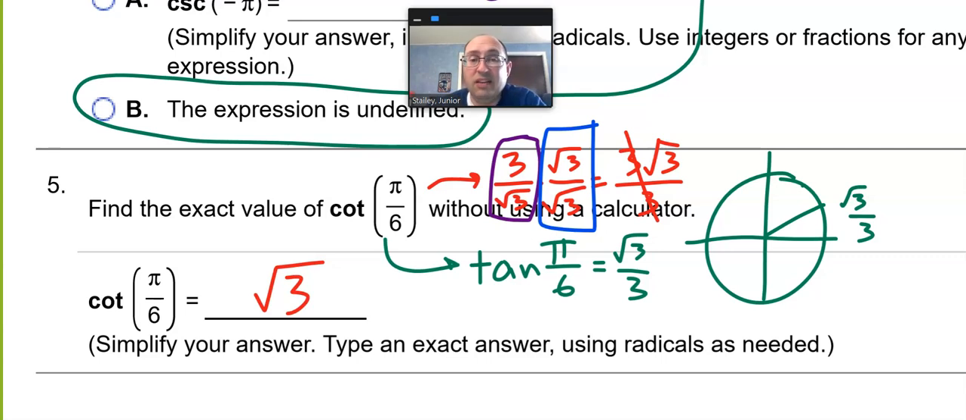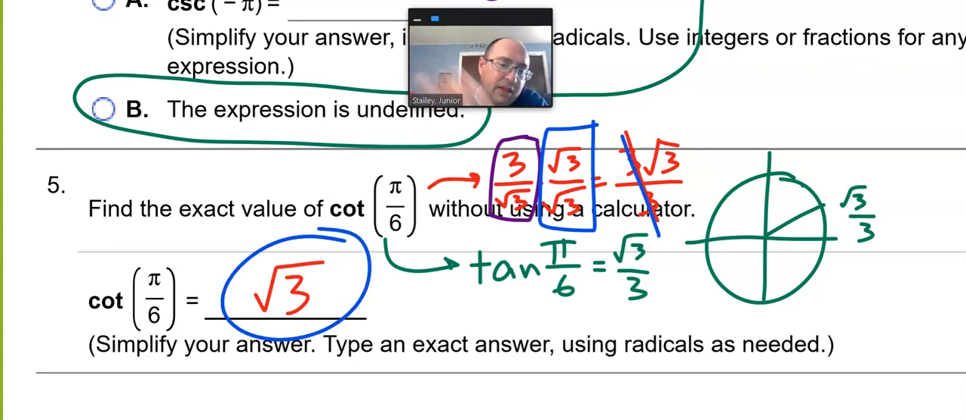It's technically the right answer, but if you rationalize it, you end up seeing that you get 3 on the bottom and the 3's cancel, leaving you with just square root 3. And that's enough for that one.